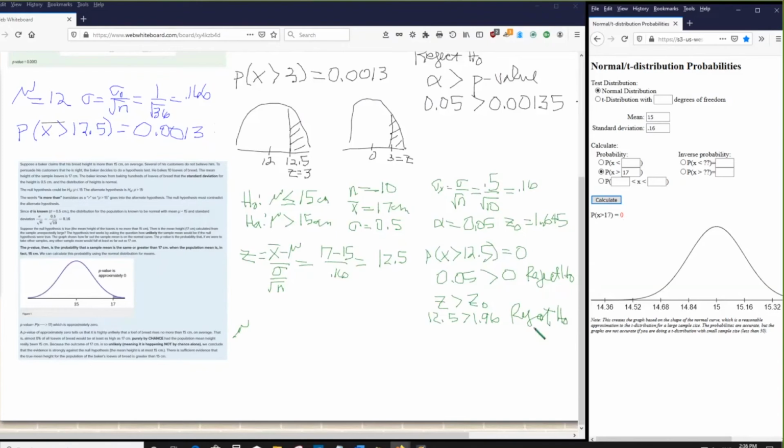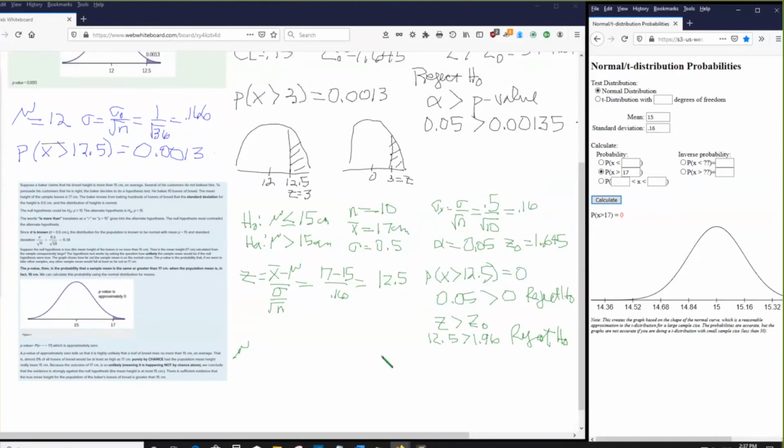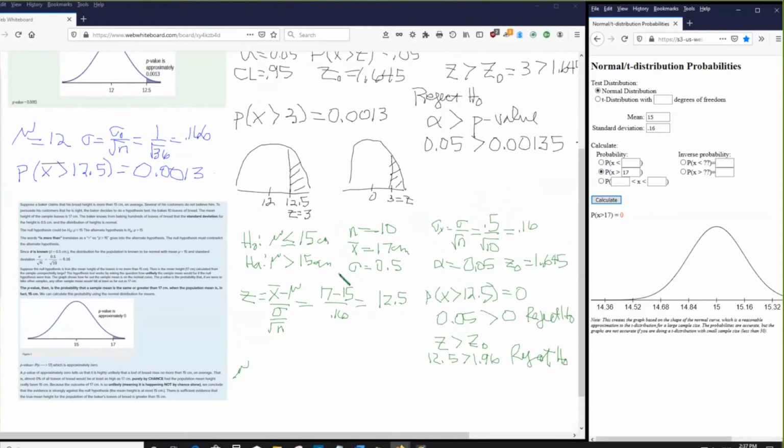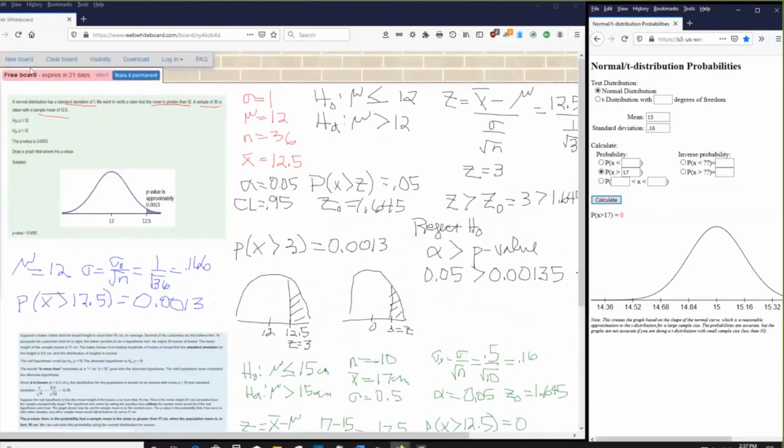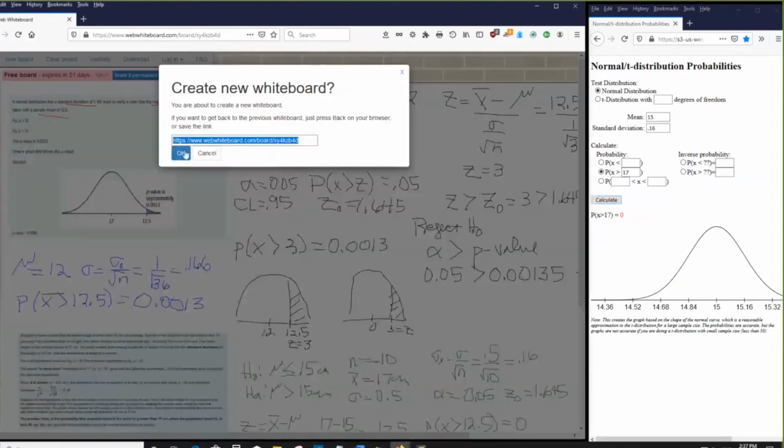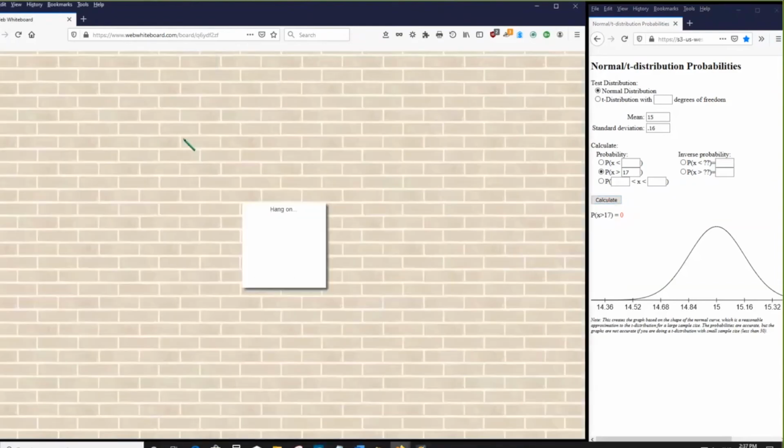If I'm rejecting the null hypothesis, that tells me the data does not support the null hypothesis, so we would conclude that the data favors the alternative hypothesis. We would say it's more likely that the height of the bread is greater than 15 centimeters. Okay, let's do a new one and do populations.